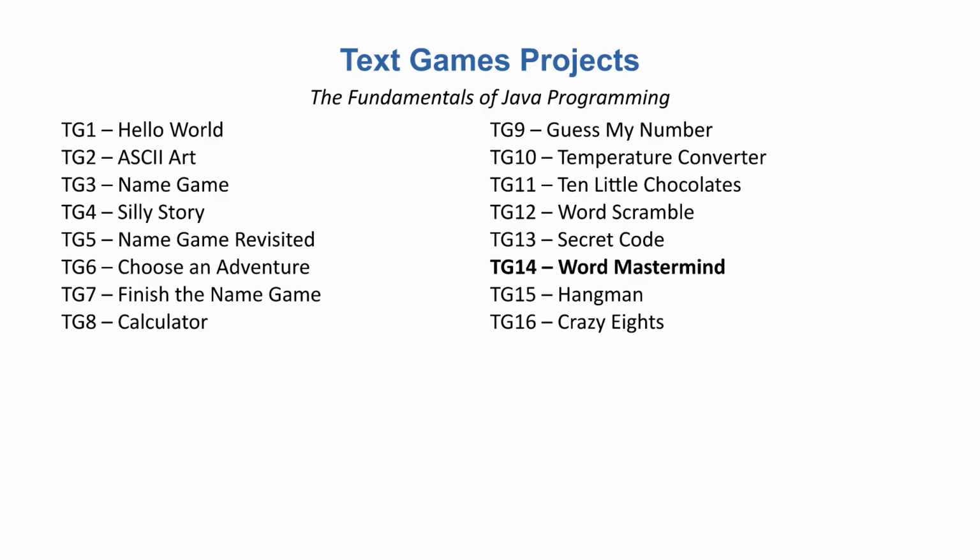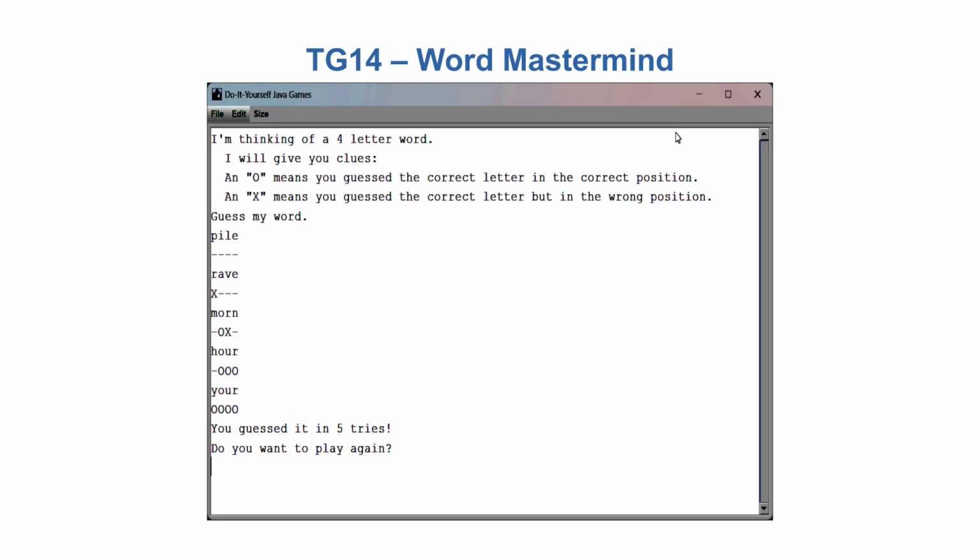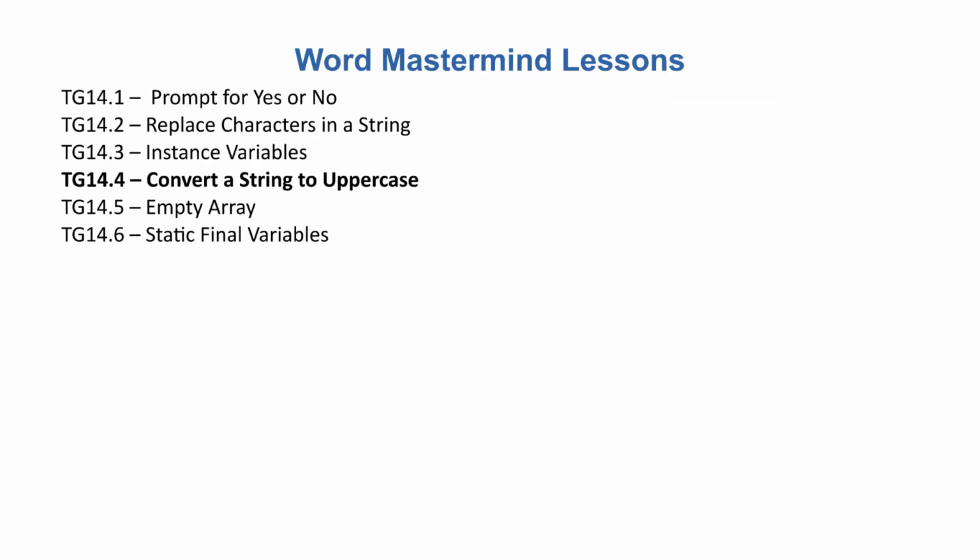We're currently working on the 14th project, TG14, Word Mastermind. The goal in the Word Mastermind game is to guess a 4-letter word. A clue will contain an O for each correct letter you guessed in the correct position, and an X for each correct letter you guessed in the wrong position, like this. This is lesson TG14.4, where you'll learn to convert strings to uppercase as the user enters their own guesses for your word. Your program now prints the correct clue if the word is quit and the guess is lint.